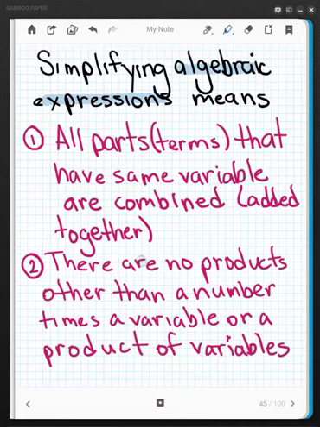There are not going to be any products other than that of a number times a variable or a product of variables. Now a number times a variable, that number that's multiplied by a variable, has a special name. It's called a numeric coefficient, or just simply a coefficient, and that's not going to be a concern for us.